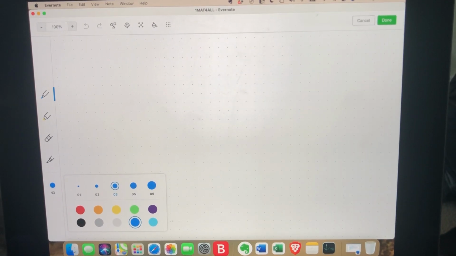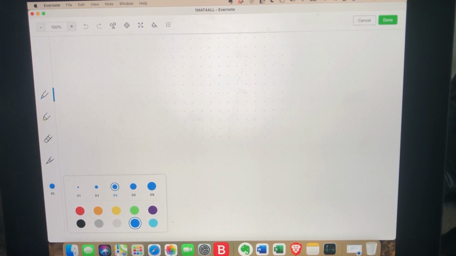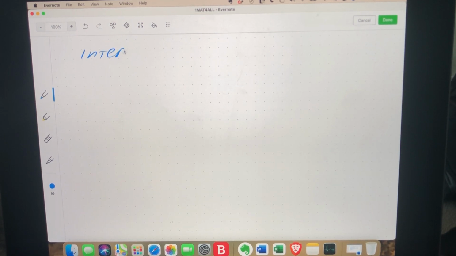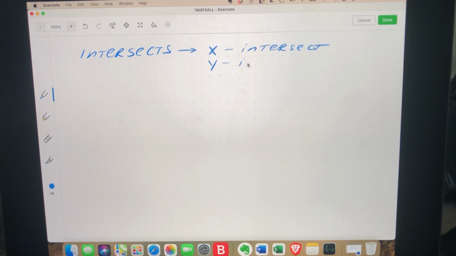Hello, in this video, let us make a sketch using intercepts. And that means the place where our graph crosses either the x or the y-axis. So there are two intercepts, the x-intercept and the y-intercept. The x-intercept is a place where the graph crosses the x-axis.